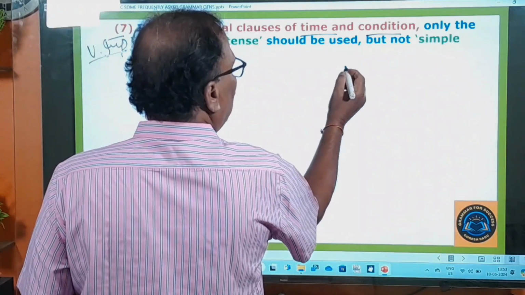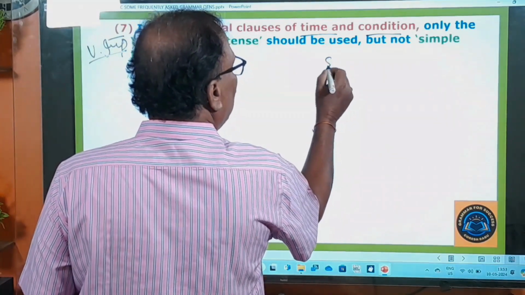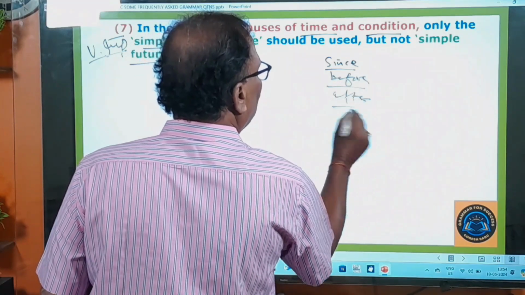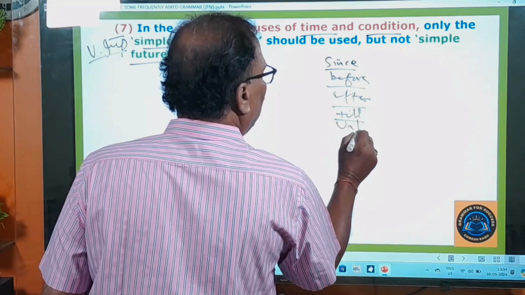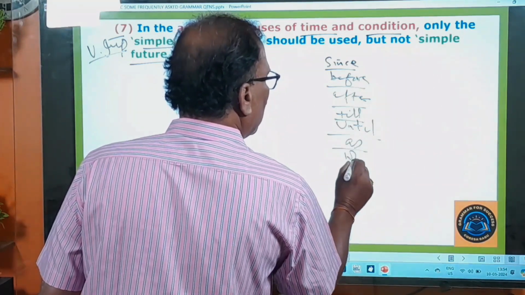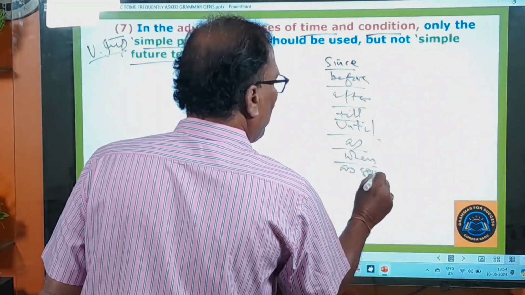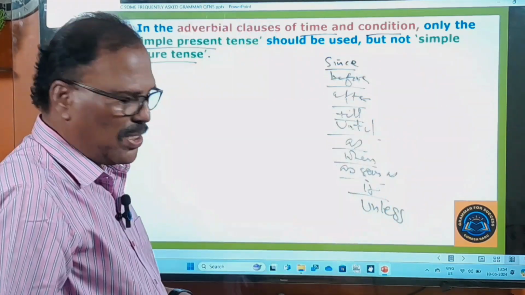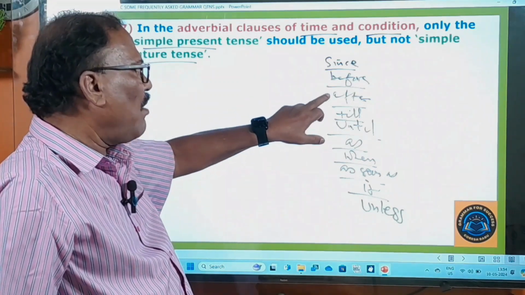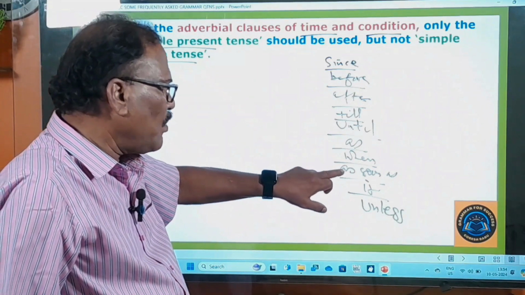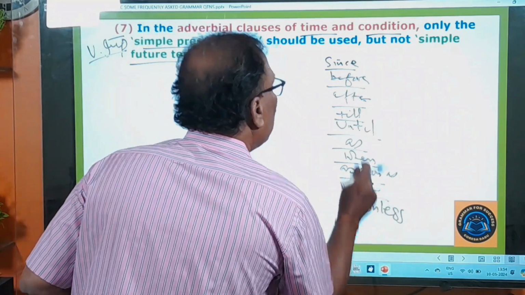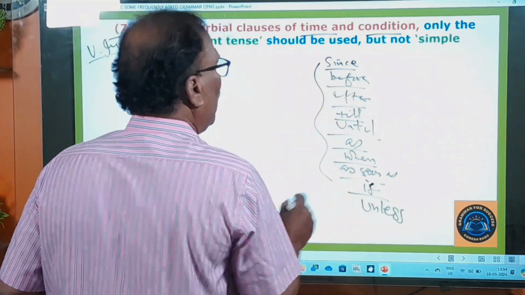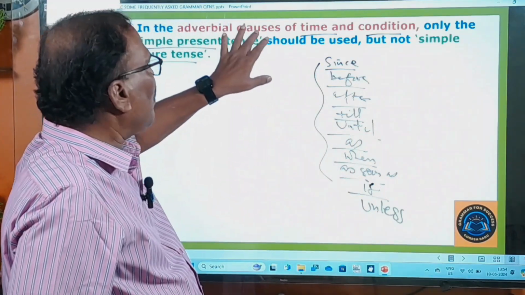And here, adverbial clauses of time are there. What are they? Since, before, after, till, until, as, when, as soon as, if, and unless. Please keep these conjunctions in your mind. If and unless are conjunctions making adverbial clauses of condition, and all the other conjunctions form adverbial clauses of time.